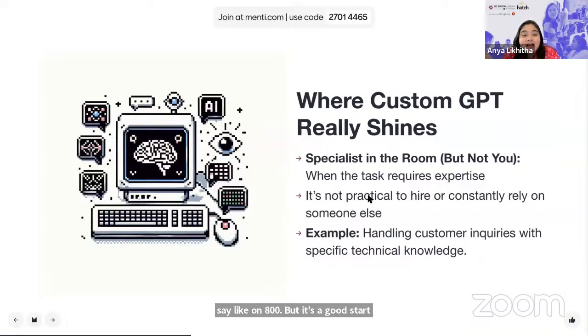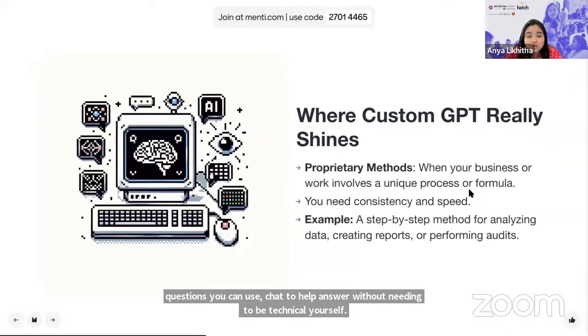So you can have a paid ad specialist, or maybe a technical SEO specialist that's going to help you, or maybe it's going to become your business consultant when you need to make certain marketing decisions and you're not quite sure how to think through it, for example. Or here in this case, maybe you are working at a little bit of a startup and you have developers who have the inside knowledge, but you can get them to document all of it. And then when customers have questions, you can use ChatGPT to help answer without needing to be technical yourself. So that's where it is super helpful.